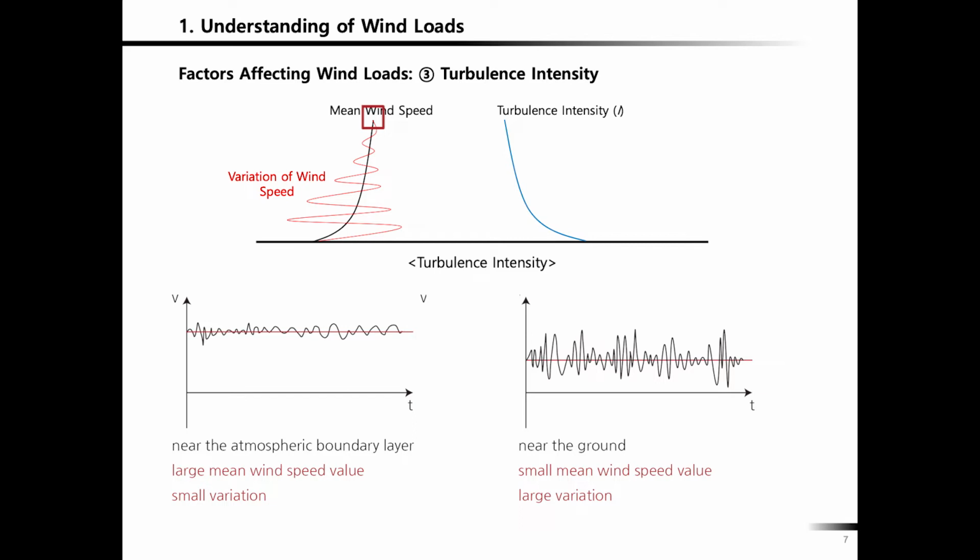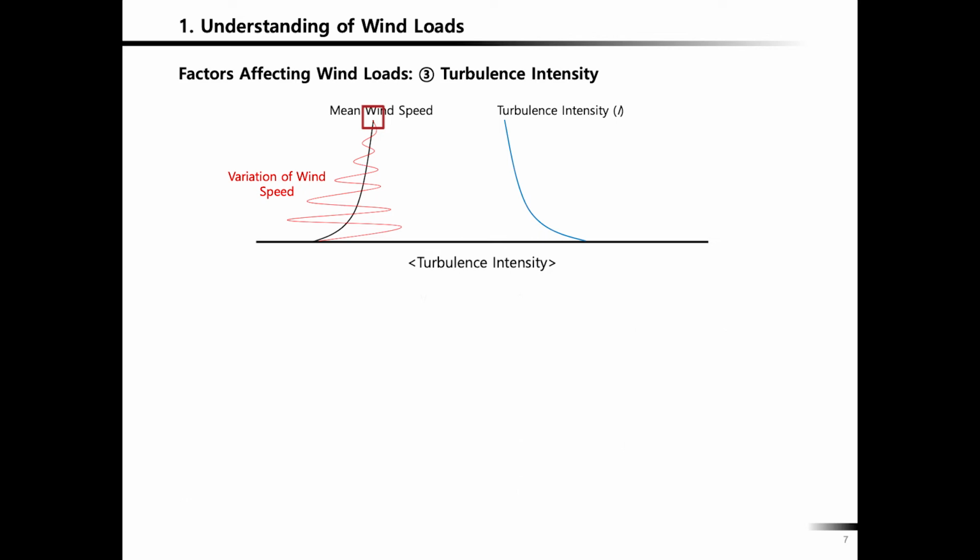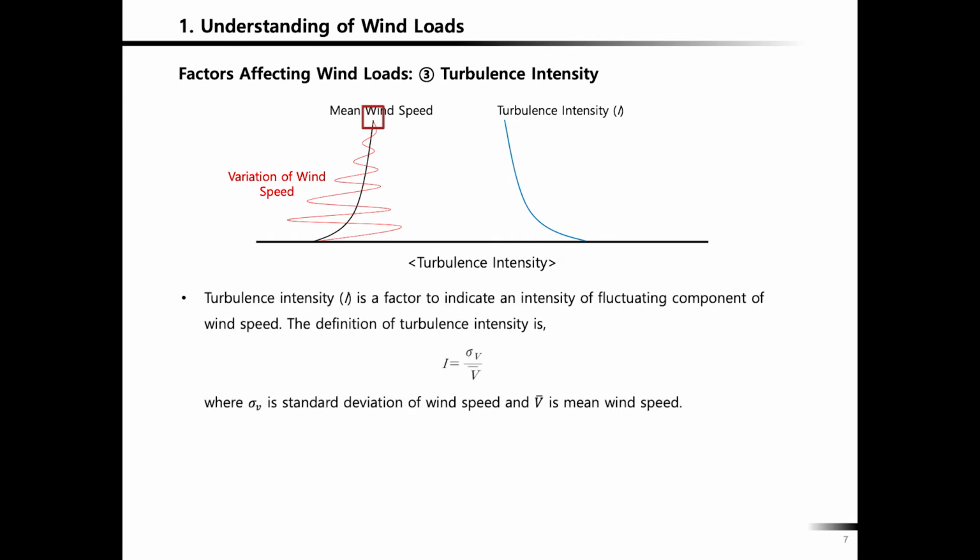Okay. Well, I'll say it's absolute value only. So we don't care about the vector. We care about the speed. Okay. A large variation. So then you have a large intensity, turbulence intensity. Then I is used. Turbulence intensity is a factor to indicate intensity of a fluctuating component of a wind speed. It's just that standard deviation from the mean, you have a certain standard deviation.